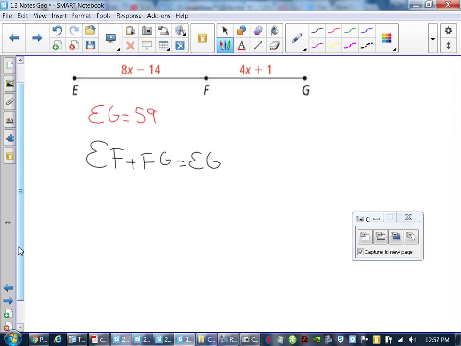Well, what's the segment EF? 8x minus 14. Look at that. Oh, who would have thunk it? And FG is? EG is? 59.